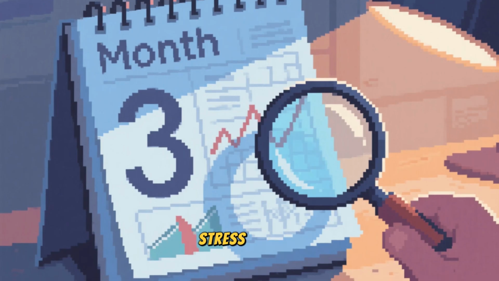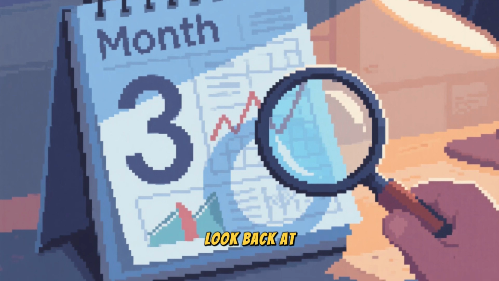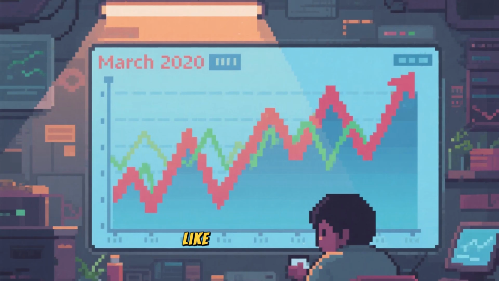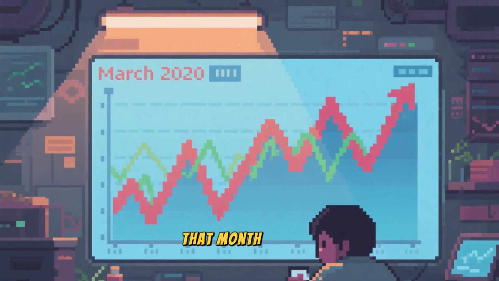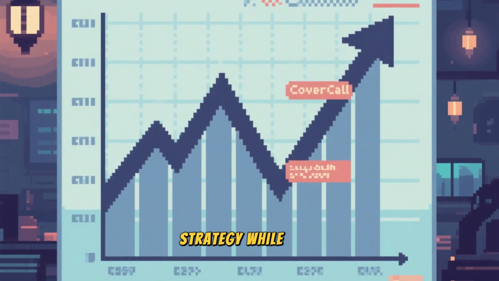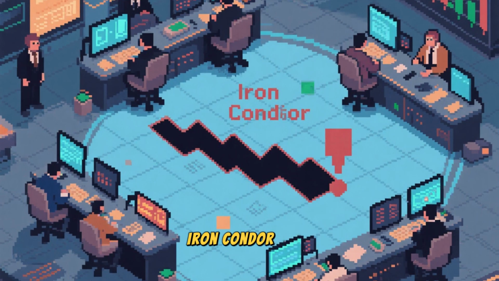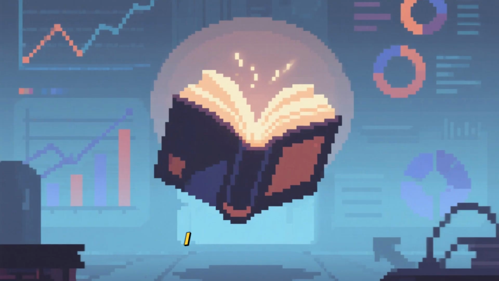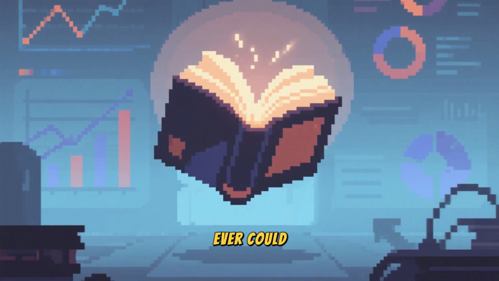Month 3 is for stress testing. This is the most important phase. Go look back at historical charts. Find a period of extreme volatility, like March of 2020. Start your paper trading account at the beginning of that month and try to trade through it. Try to run your covered call strategy while your virtual stock drops 30%. Try to manage your iron condor when the market gaps down 5% right at the open. I promise you, this will teach you more about real risk than any textbook ever could.